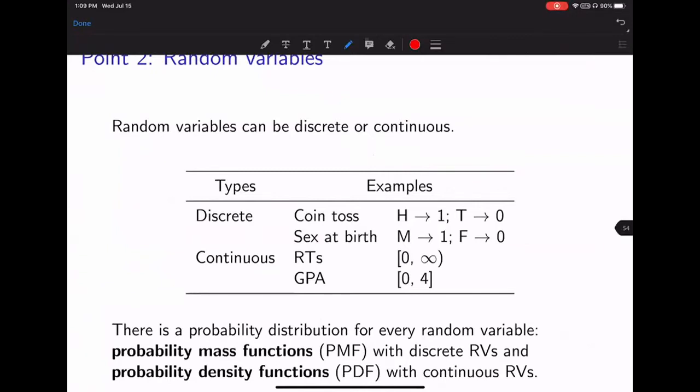Continuous random variables, on the other hand, are continuous, and the values are slightly more difficult to quantify. If you think of GPA, you have a lot more options than sex at birth, gender, or coin toss. You can have a wide range of GPA ranging from 0 to 4. You can have 3.832, 3.833, and things like that. You can have a lot more options, so to speak, when we talk about continuous random variables.